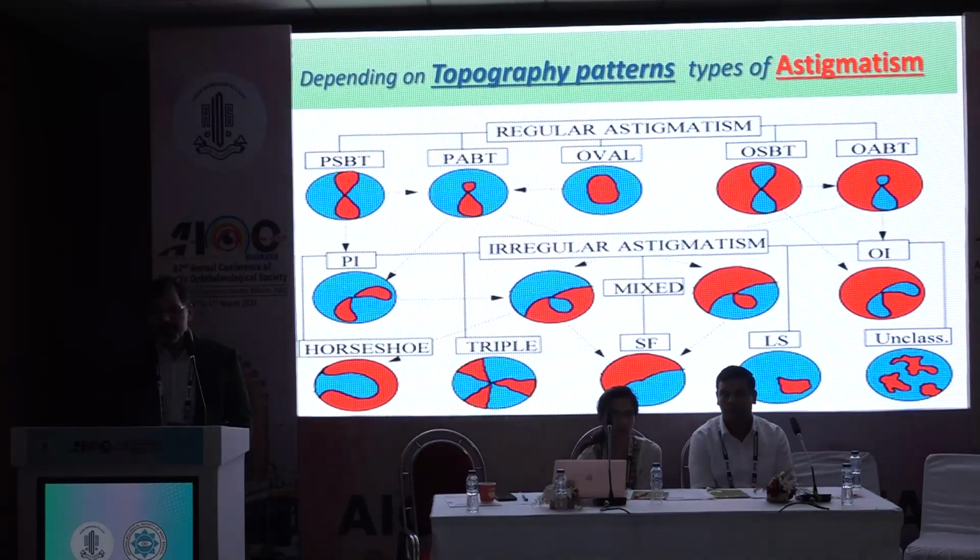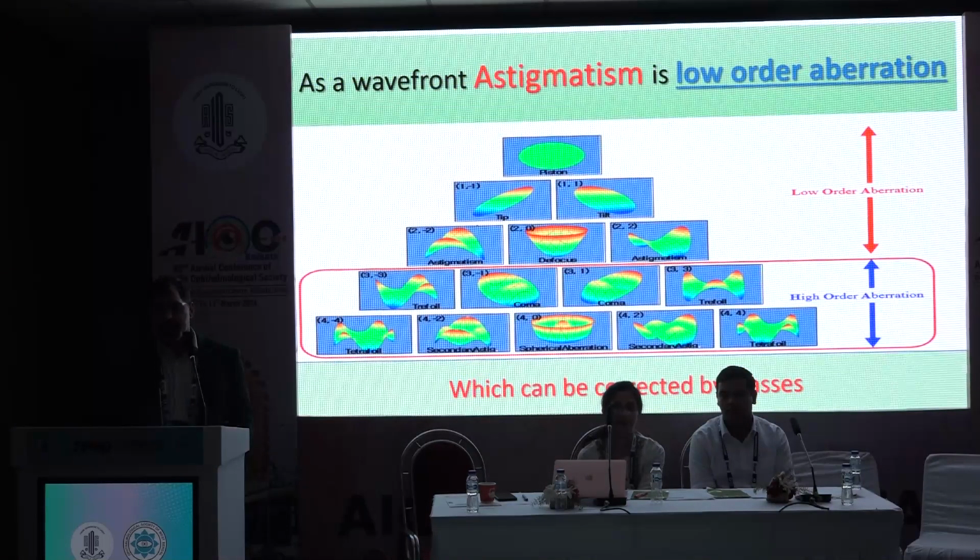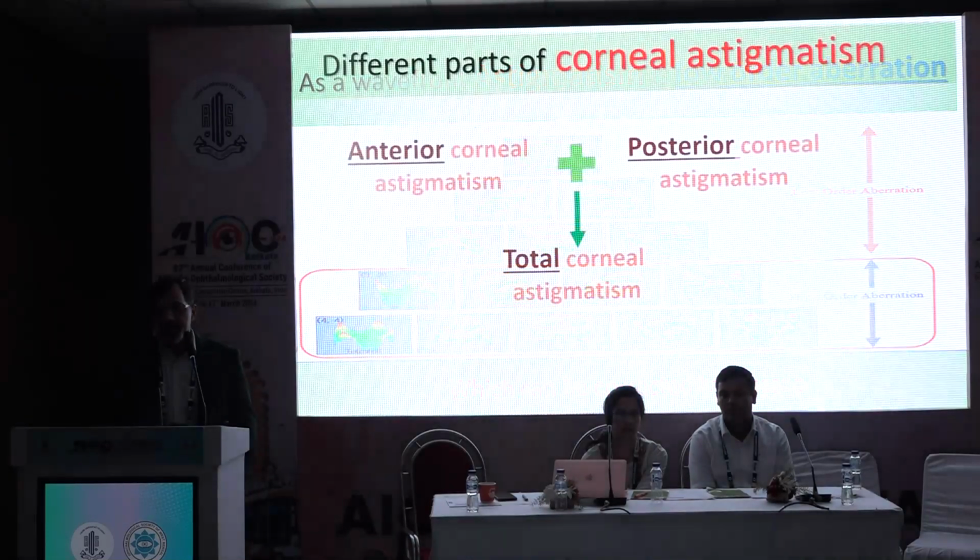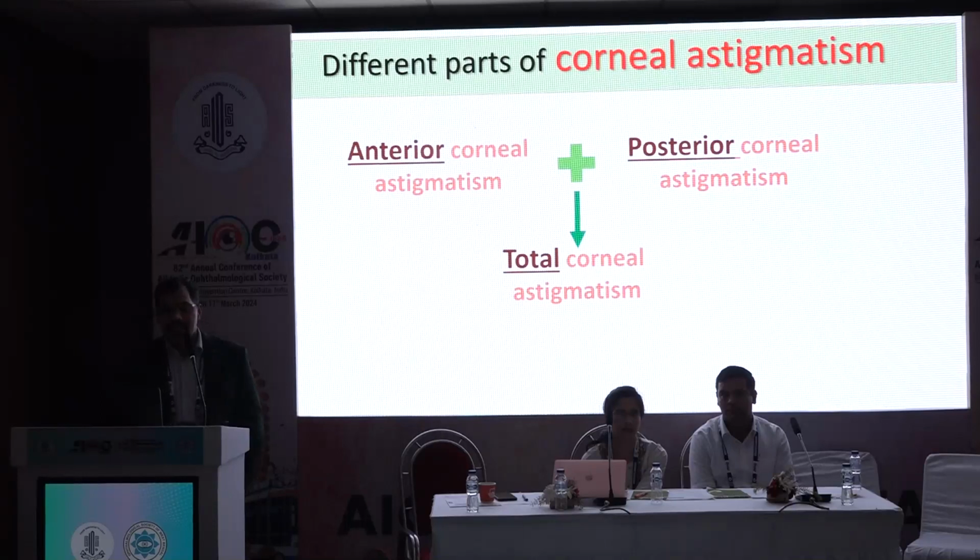Depending on the topography pattern, astigmatism is of the following types. The upper 5 pictures in the first row are regular astigmatism type, and the lower 2 rows are irregular astigmatism. As a wavefront, astigmatism induces low order aberration, which can be corrected by spectacles. This is how we are measuring the astigmatism. These are different parts of astigmatism.